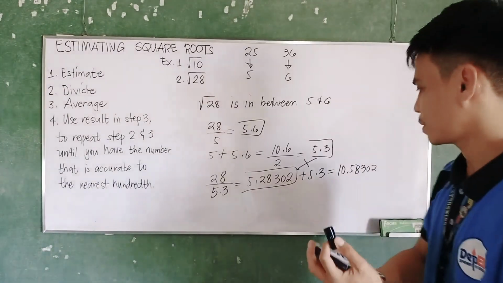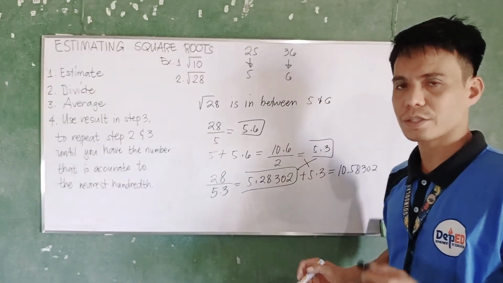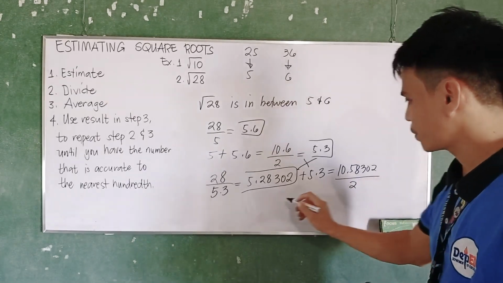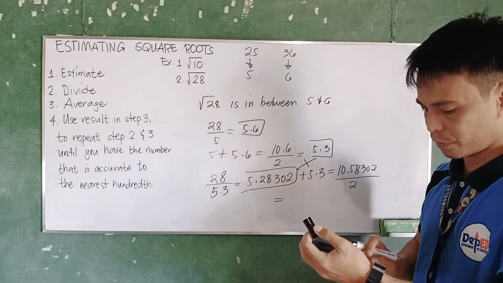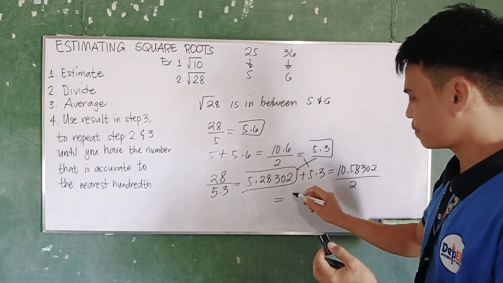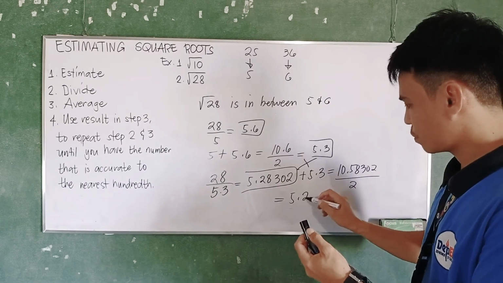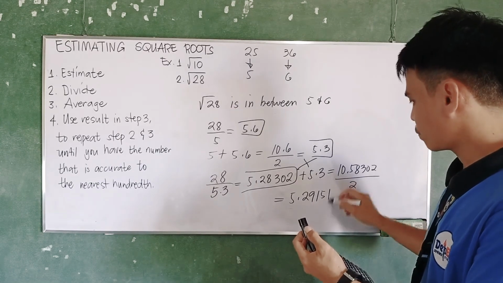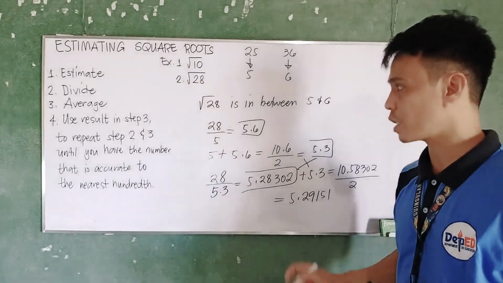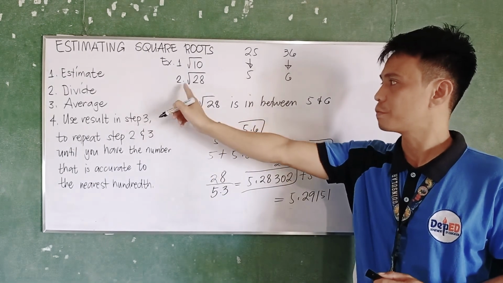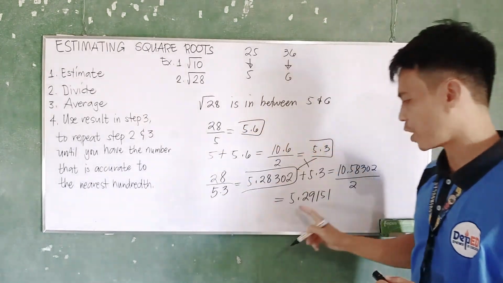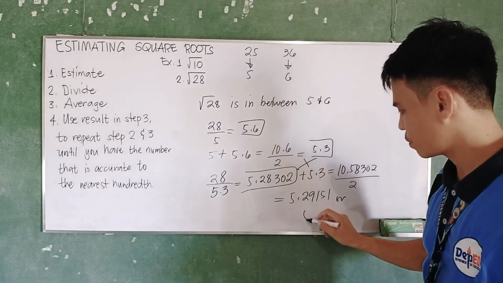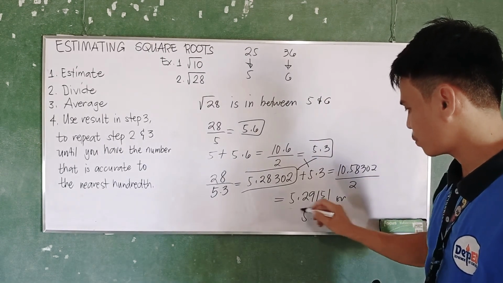Okay, so let's now divide it by 2 to get the average. So this will be divided by 2. So your answer will be 5.29151. So roughly guys, our estimated answer for square root of 28 is 5.29151 or 5.29.